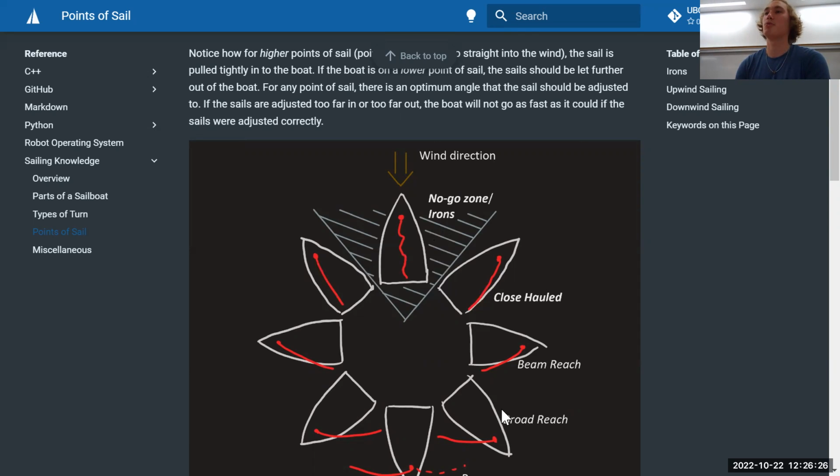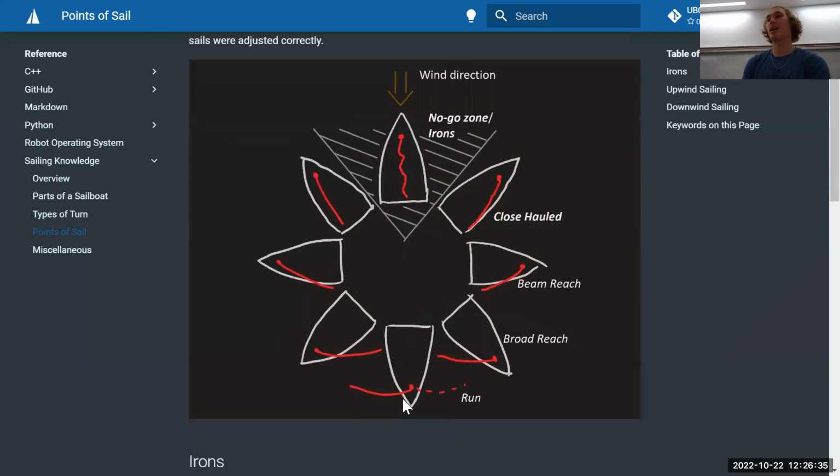And then there's more names, but the pattern to notice is as we point further and further downwind, the sail is getting let further and further out until on a run, the sail's all the way out. Oh, by the way, it only kind of goes out to 90 degrees. You wouldn't really want your sail to go past that. I'm not going to bother explaining why, but you don't want your sail to go past 90 degrees.